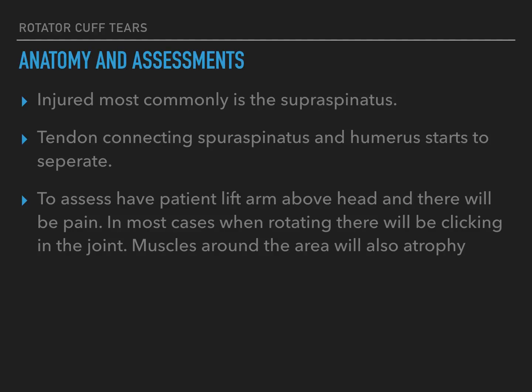The anatomy and assessments. Injured most commonly in the supraspinatus, the tendon connecting the supraspinatus and humerus starts to tear away and separate. To assess, patients have to lift the arm above the head, and there will be pain. In most cases, when rotating, there will be clicking in the joint, and muscles around the area will also atrophy.